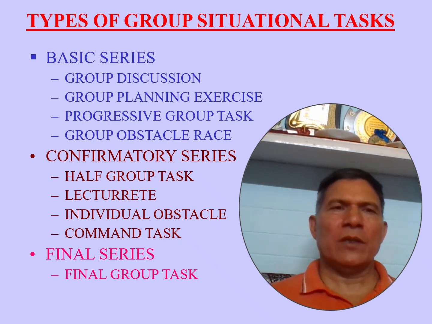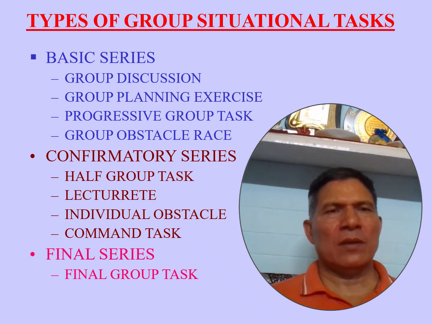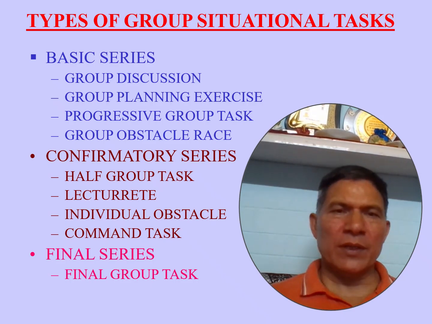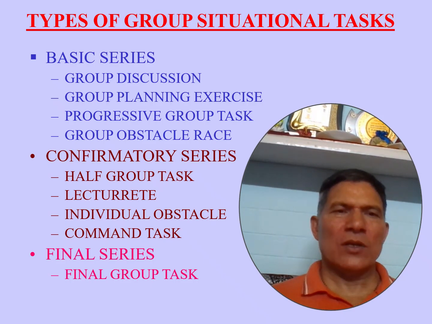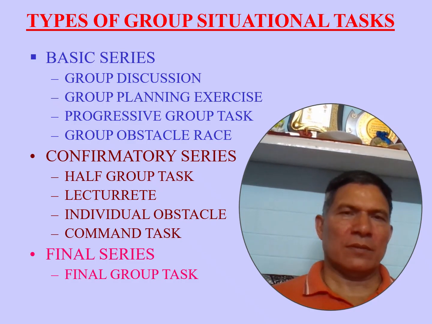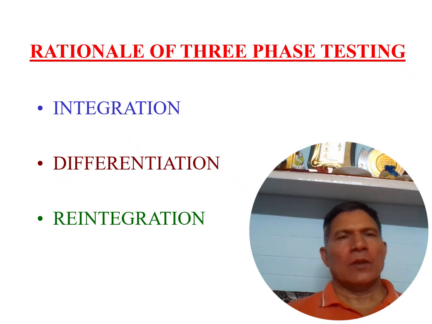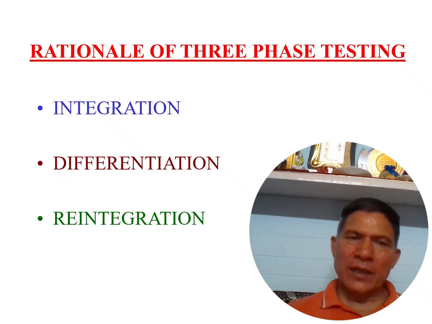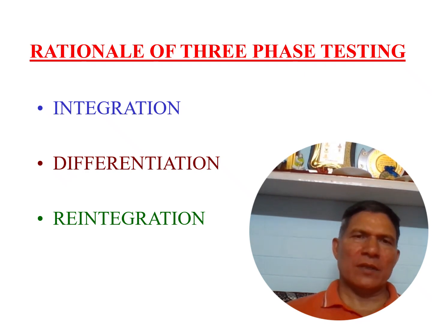Moving further, gentlemen, we talk of types of group situational tasks. Basic series is group discussion, group planning exercise GPE, progressive task, and group obstacle race. Then confirmatory series is half group task, lecturate, individual obstacle, command task. Final series is final group task. Talking about the rationale of three-phase testing, it is integration, differentiation, and reintegration. This we will study further.